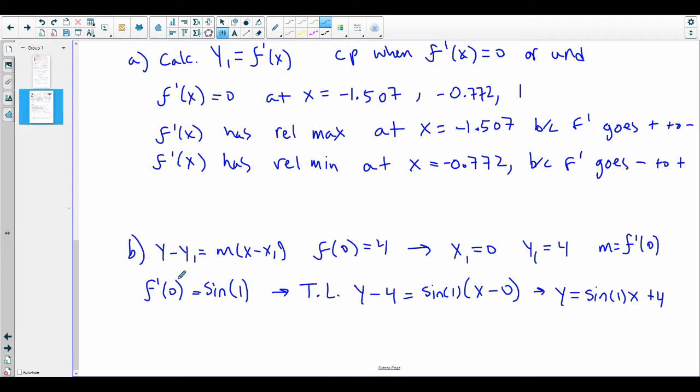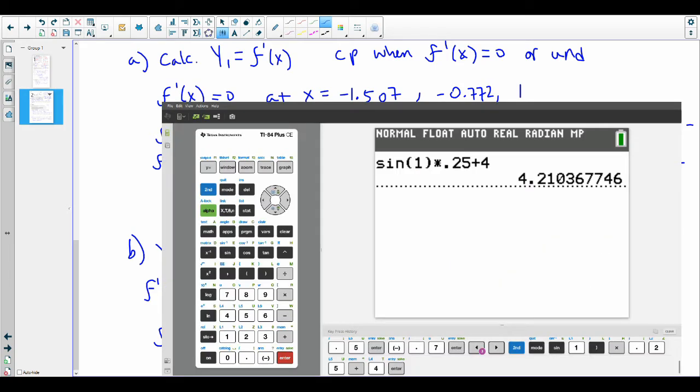We're going to use this to approximate f of 0.25. So it's approximately sine of 1 times 0.25 plus 4. Let's pop that in the calculator, see what we get. 4.210. Oops, didn't show up in the calculator, did it? 4.210. Cool.